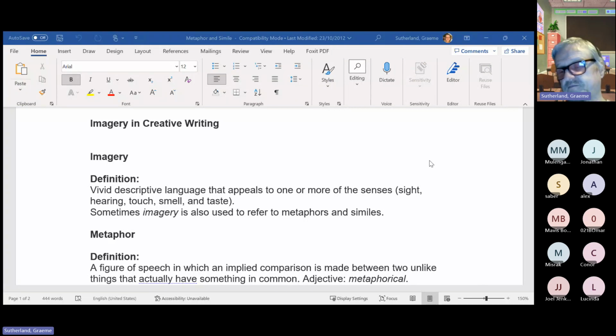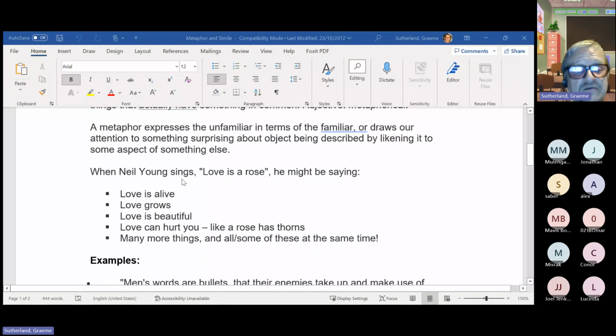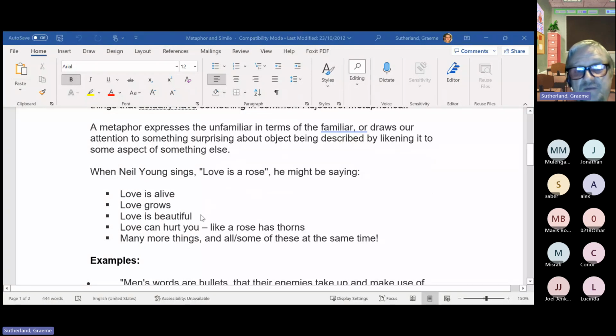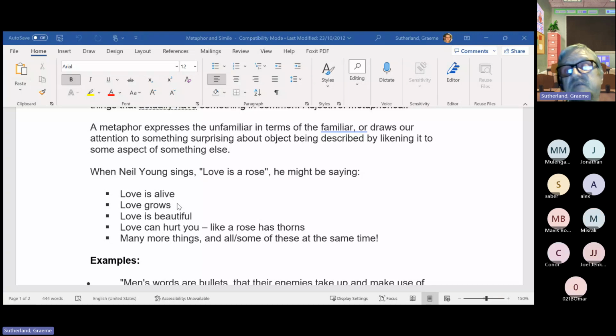So we have got some examples here. If we talk about love is beautiful, or love grows, the idea there is about describing love as if it were maybe like a flower or a plant. This idea that love is a rose. And as an image, that works because the rose is alive. The rose grows in your garden. A rose is beautiful. A rose can hurt you because it's got thorns. And all of those things go along with the idea of love as well. So there are certain elements of the rose that love can be compared to.